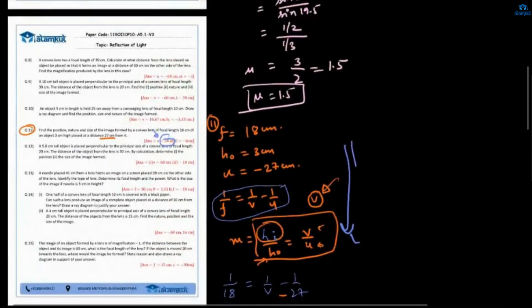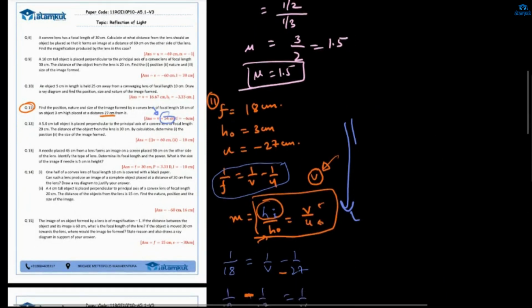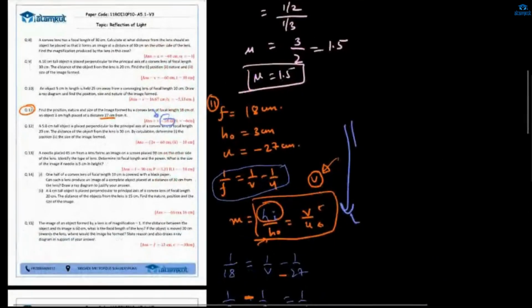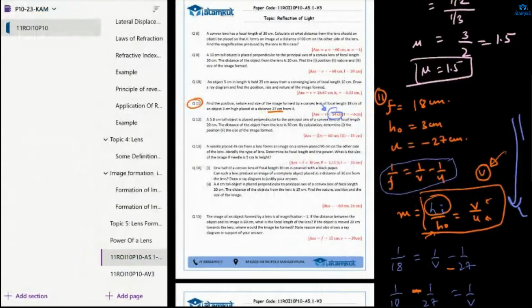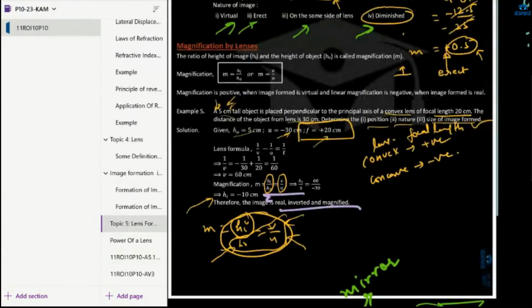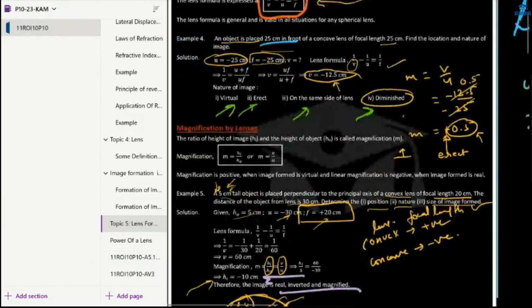Means you haven't understood the numericals of the lens. Among these, you haven't tried any one of them. So you are going to use the formula. This is the lens formula, right? 1 by v minus 1 by u is equal to 1 by f. And the formula for magnification is m is equal to v by u. In case of a mirror it was minus v by u, but in case of a lens it will be v by u.